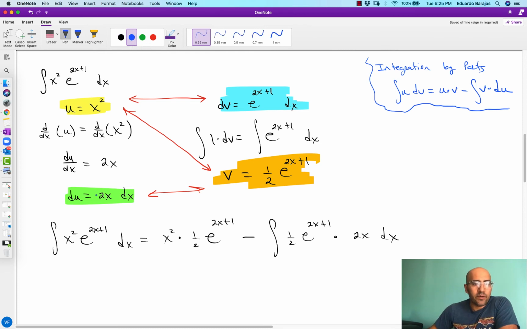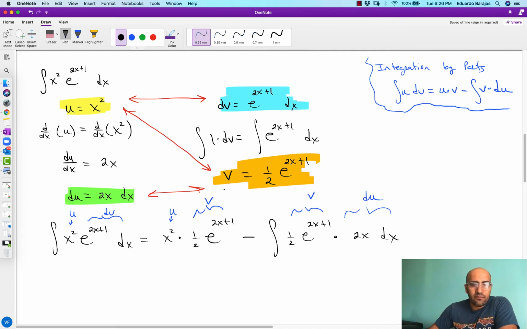Good. So that's where this guy is my u. All of this was my dv. This guy is again my u. All of this is my v. And then this guy is my v. And this guy over here is my du. So, carefully replacing those values in my integration by parts formula.